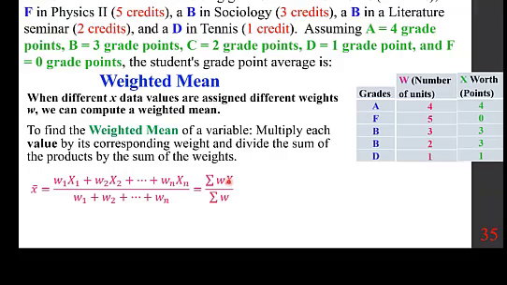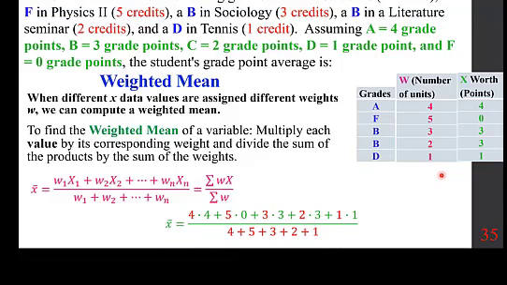Summation of WX divided by summation of W, the weights. Multiply these two columns, divide by the total number of units. This is how your GPA is calculated. It's important for every student to know that.